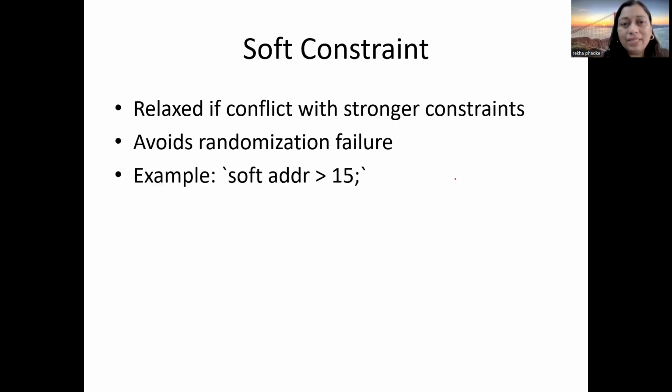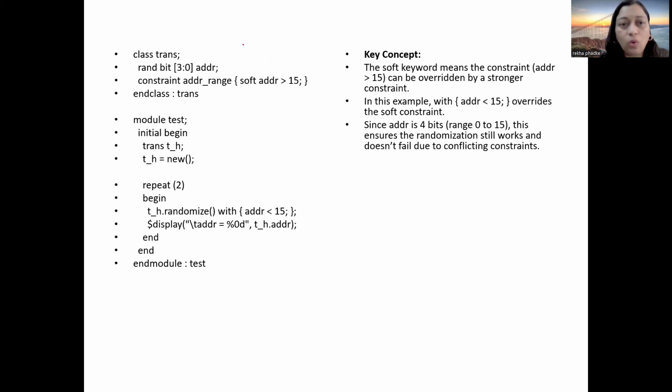Okay, so let's see now, if I have a conflict, what happens? Whenever there's a conflict, in order to avoid that, we actually use what is called a soft constraint. A soft constraint is relaxed if it conflicts with stronger constraints, which avoids randomization failure. For example, if there was a conflict in our previous program, it would have led to a randomization error.